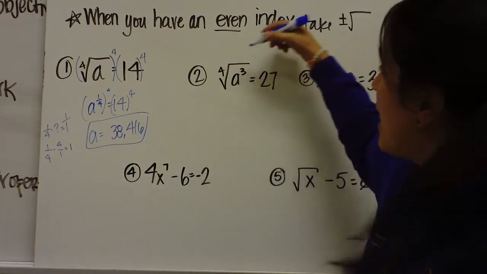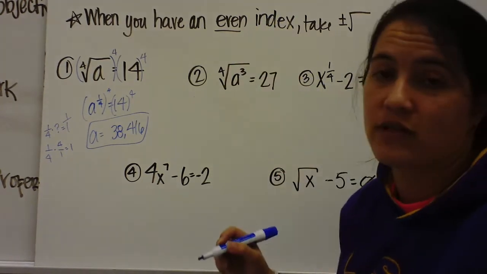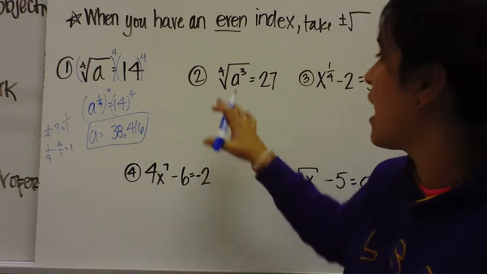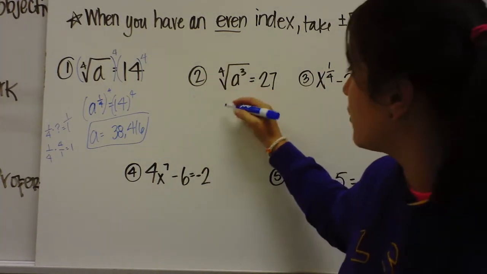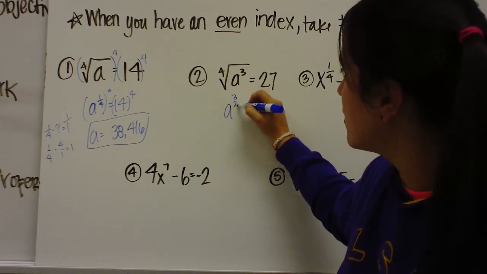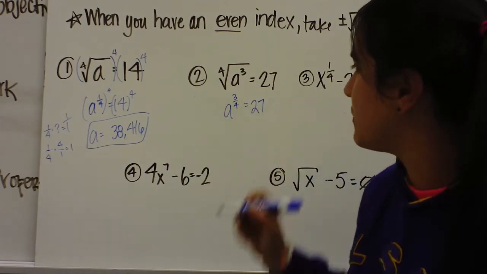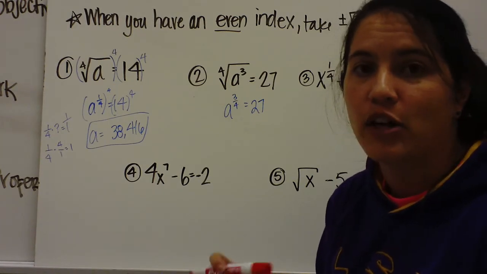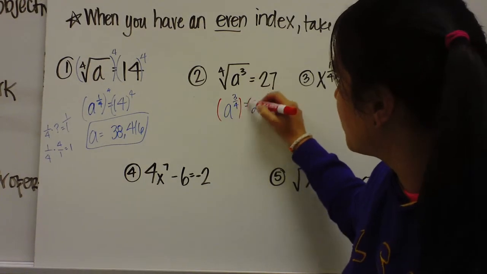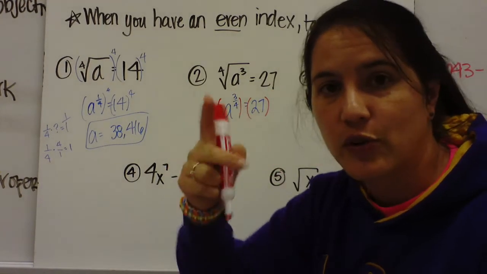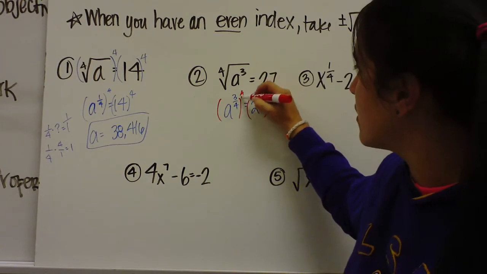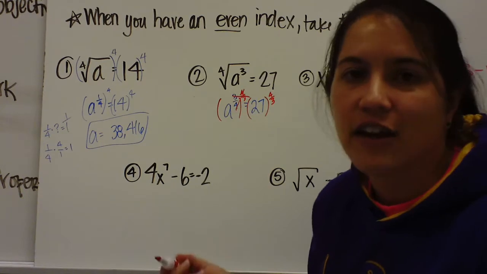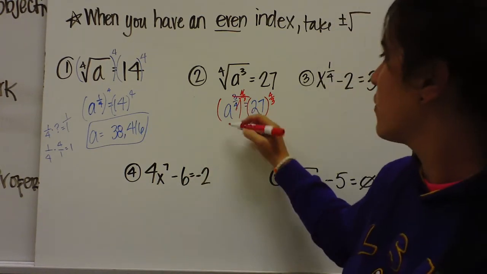Number 2, a cubed to the 4th root equals 27. That doesn't mean much to me at the moment, so let me show you what works for me. I'm going to rewrite it using fractional exponents. So I know that's going to be a to the 3/4 power equals 27. To solve this, when you have a fractional exponent, you're going to raise everything to the reciprocal. You're going to flip it. So instead of 3/4, I'm going to raise it to the 4/3. These basically are going to multiply to be 1, which is a.